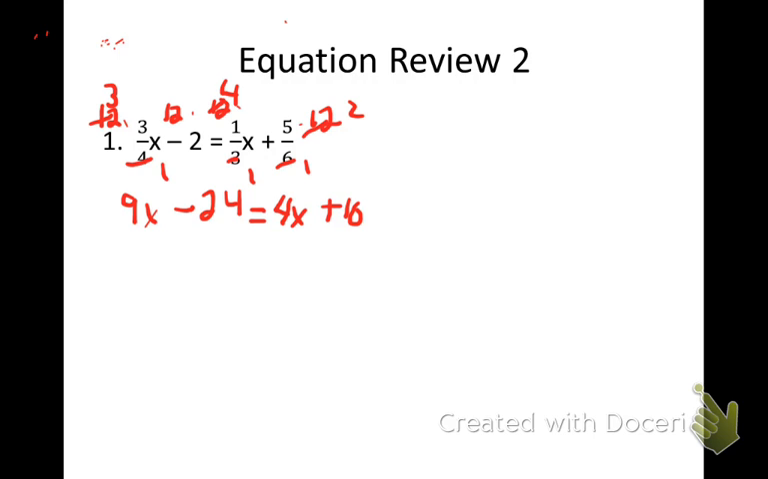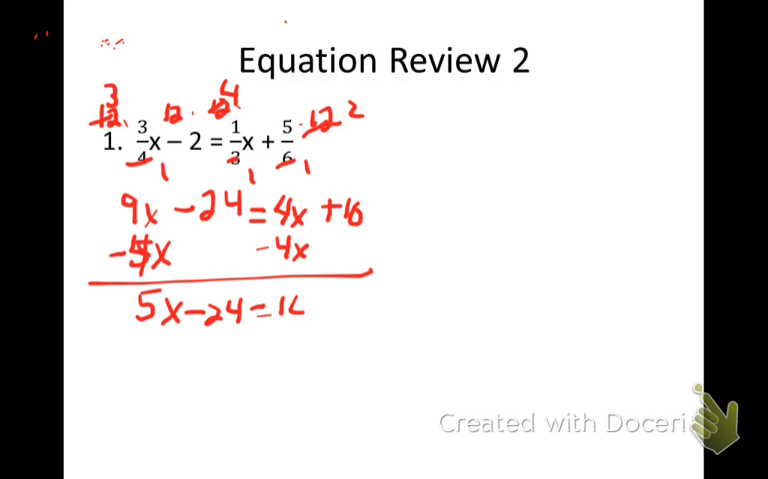We look and see if there's anything we can simplify, and there isn't, so we just need to get variables on one side, numbers on the other. I'm choosing to subtract 4x. Remember, you could make some other choice if something else seemed easier for you. Oops, 4x, not 5x. Working ahead there. 5x minus 24 equal 10.